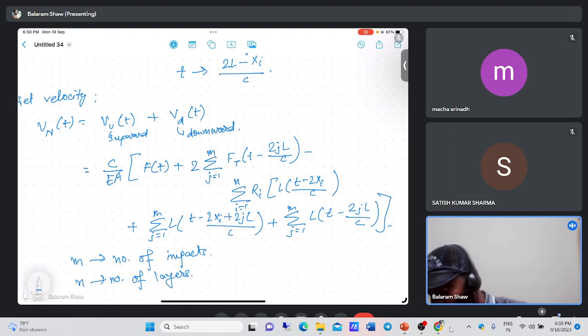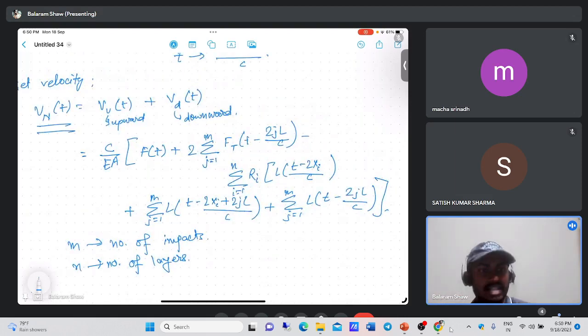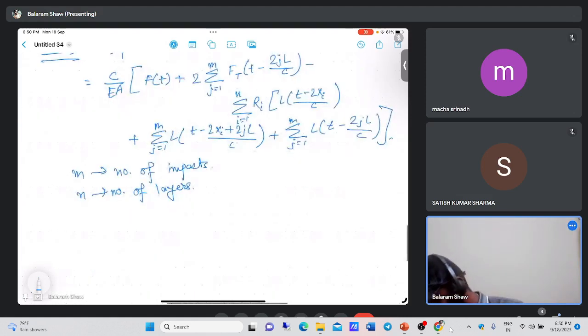So from here, we have the net velocity. If we have the net velocity and whatever impact force we are giving, then from that we can also get the resistance.